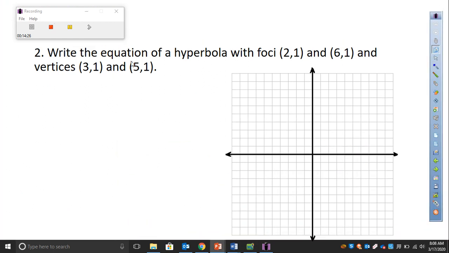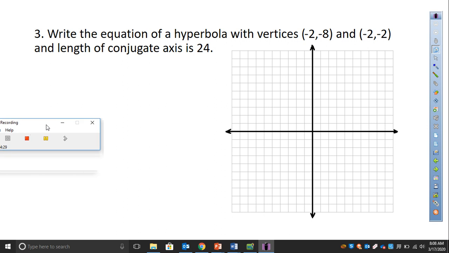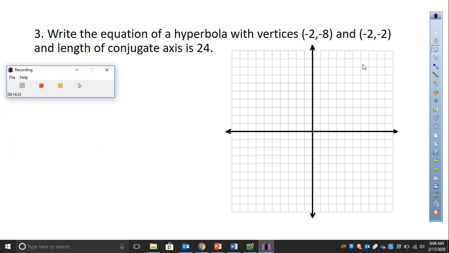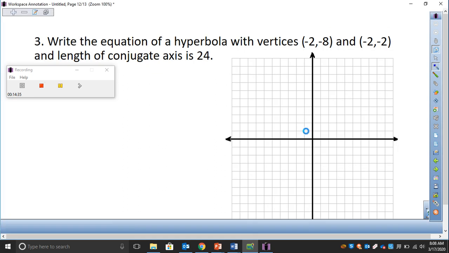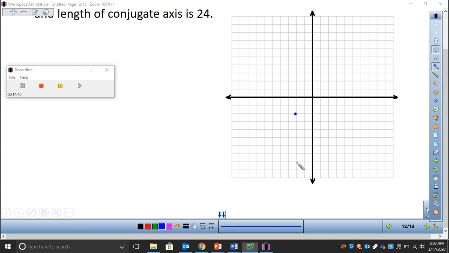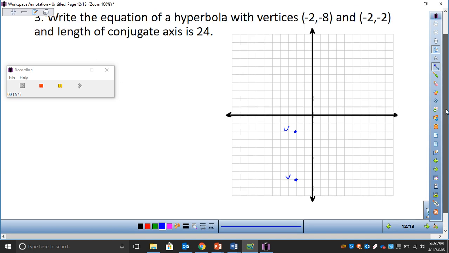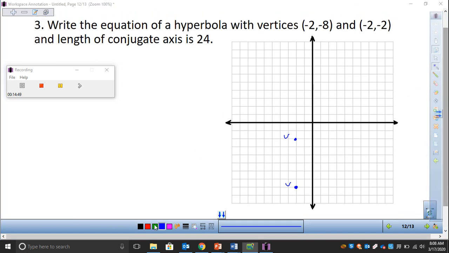Let's see, this last one, another equation: vertices at (2, -8) and (2, -2). So here's (2, -2). Here's (2, -8). Vertex, vertex. So now we can tell that this goes up and down. So the equation of a hyperbola that goes up and down is going to be y minus k squared over a squared. Again, I put the y first, still over a squared, minus x minus h squared over b squared equals 1.